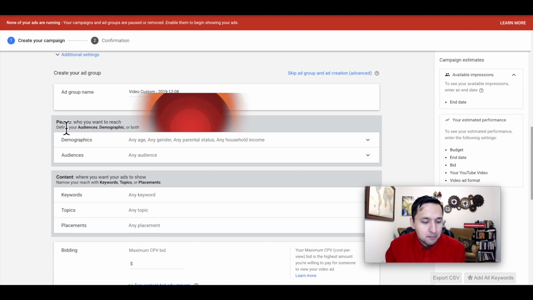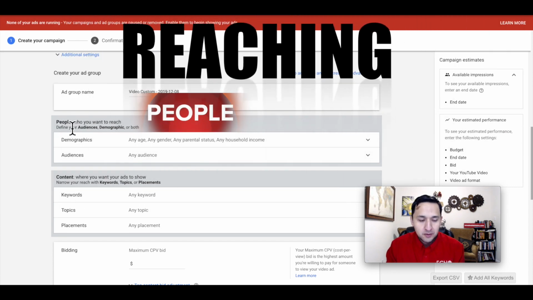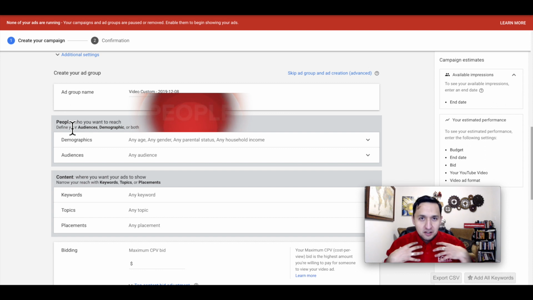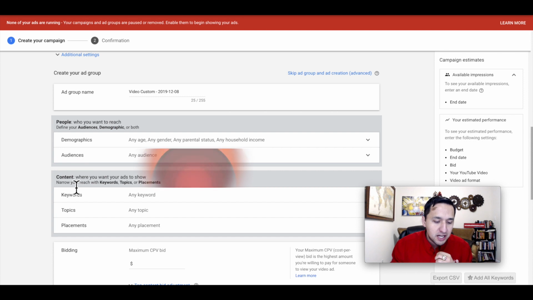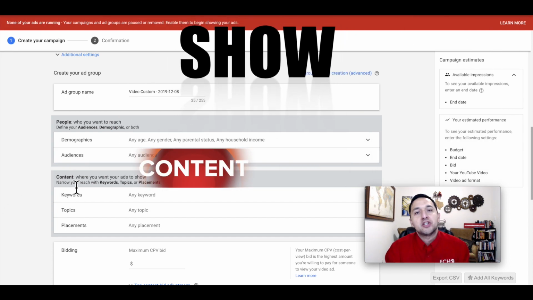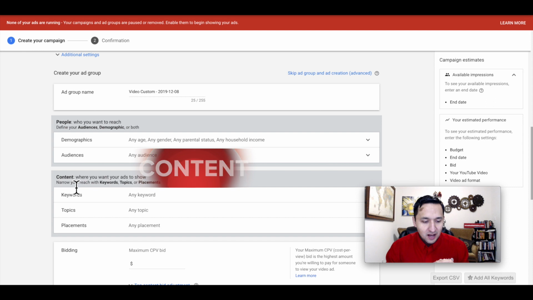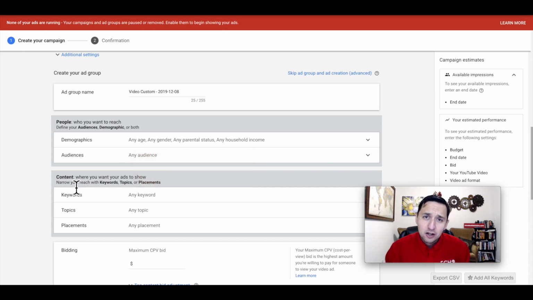The first one being people, who you want to reach. So this is targeting the person, the individual, essentially the people who you want to reach, and then the content, where you want your ads to show. It's important that you identify those two things and have that clear whenever you're creating your campaigns, whenever you're targeting with your ads. It's often that you get confused between, well, what place do my keywords have? What exactly are placements? What type of targeting should I use?